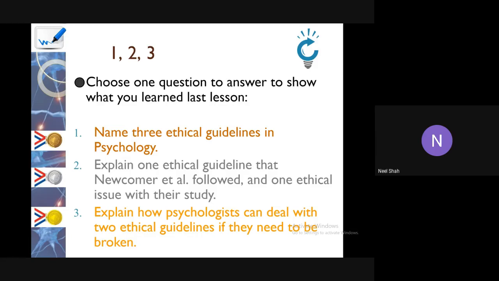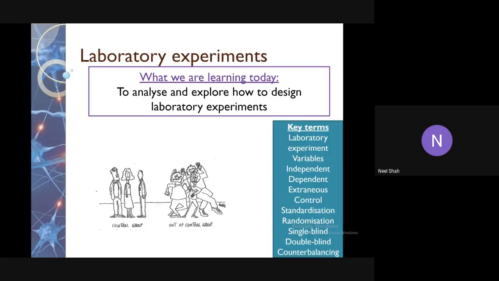I didn't go through this in the video, but the file is there for you to read. So read through that study if you haven't already, and see if you can find an ethical issue with their study. And also, how do psychologists deal with ethical guidelines if they need to be broken? Remember, we looked at how ethical guidelines generally are followed, but there are times where you might have to break one of them, but there has to be a good reason for it. So just again, look at that and think, what could these reasons actually be?